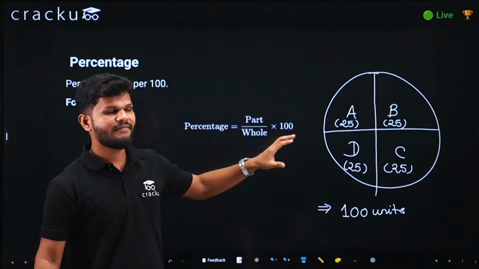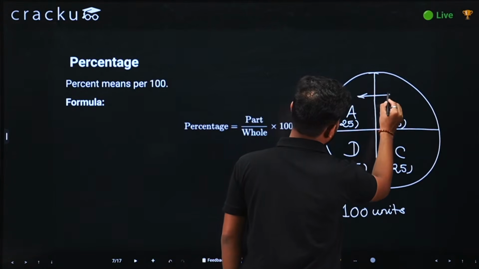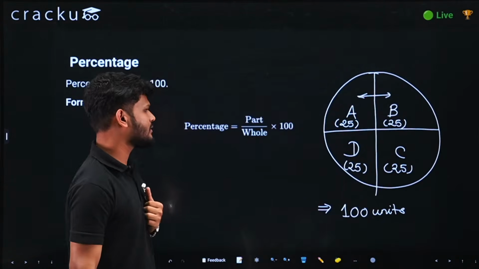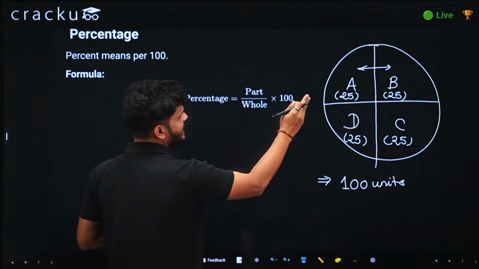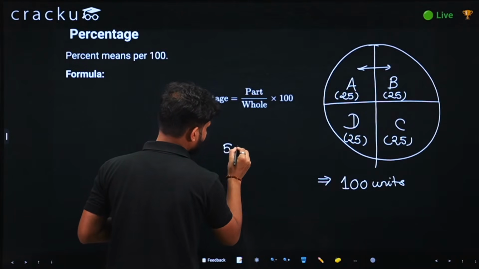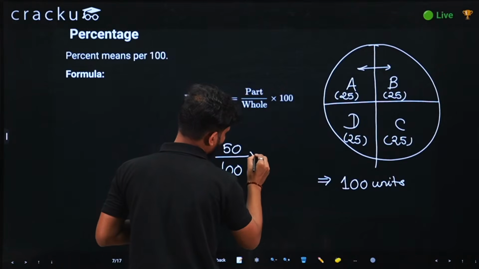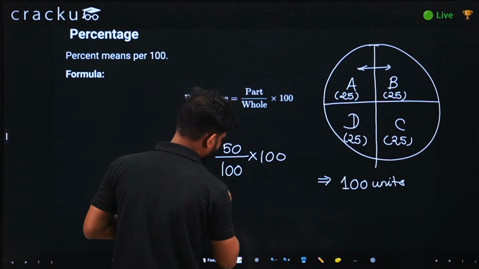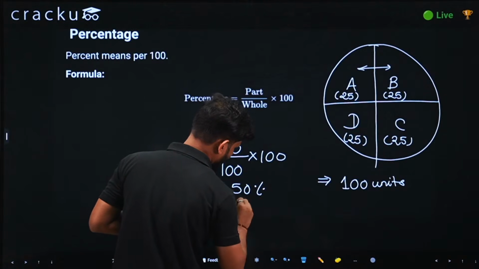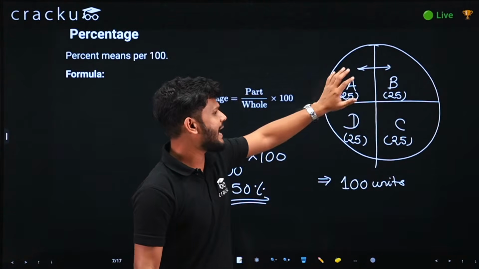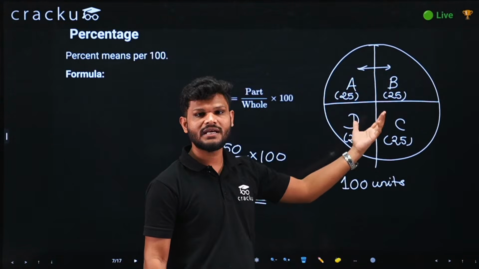Now, if I take parts A and B, these two parts, what percent of the total is it? How many parts am I taking? I am taking 25 plus 25, total 50 units, out of a total of 100 units, into 100. So this is nothing but 50%, and percent is shown by this symbol. So I say A and B make up 50% of the complete one.